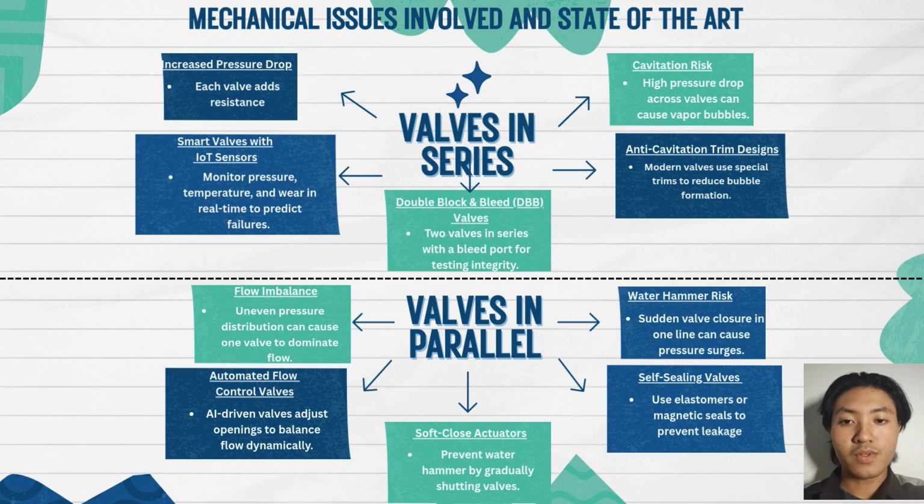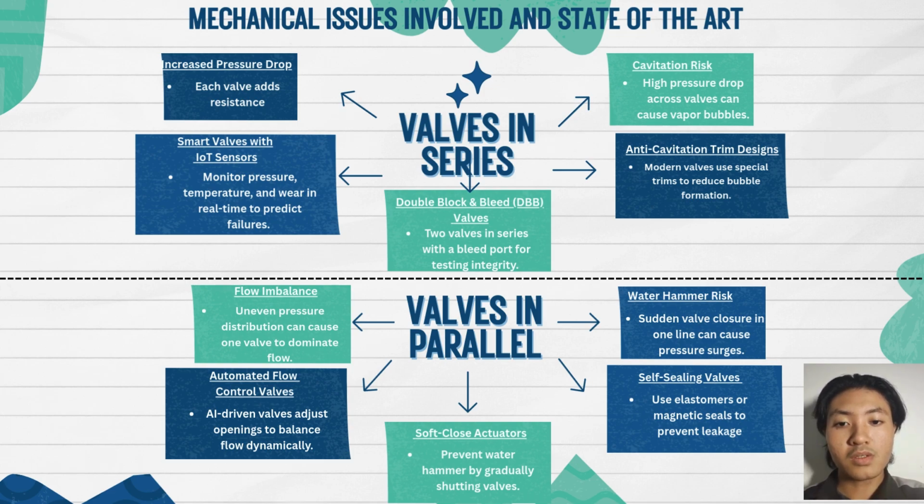For mechanical issues involved and recent technology in series, the mechanical issues are increased pressure drop, each valve adds resistance. Second one, cavitation risk, high pressure drop across a valve can cause vapor bubbles. For recent technology are smart valves with IoT sensors, monitoring pressure, temperature and wear in real time to predict failure. Anti-cavitation trim design, modern valves use special trim to reduce bubble formation. DBB valve, 2 valves in series with a bleed port for testing integrity.